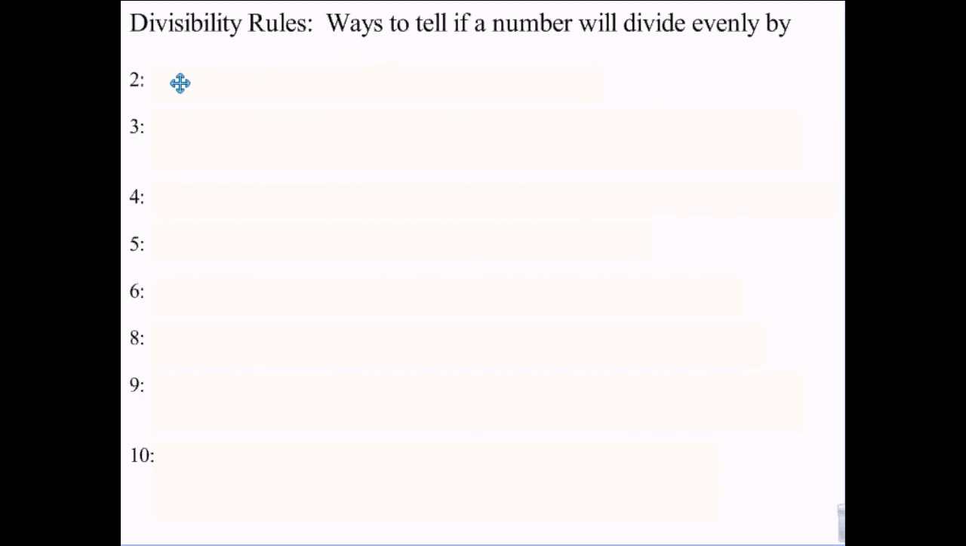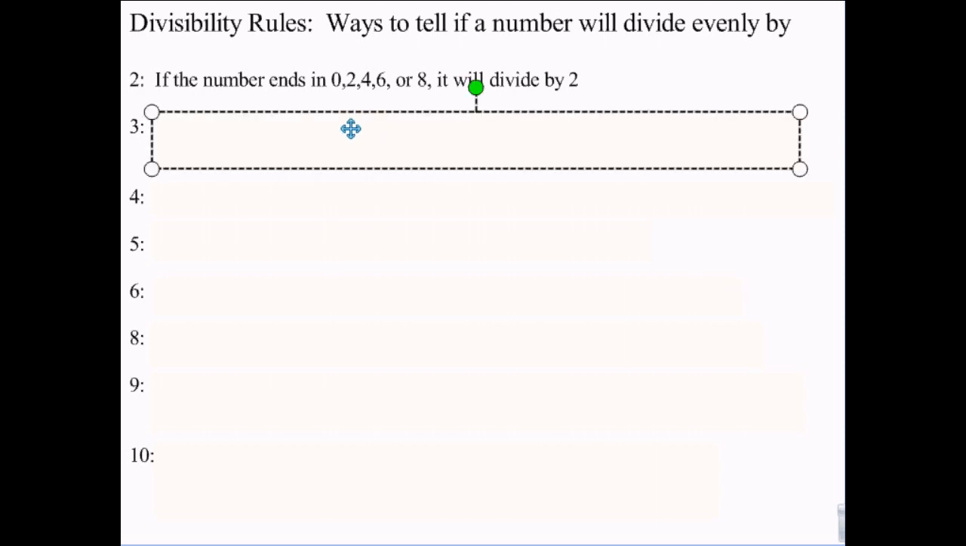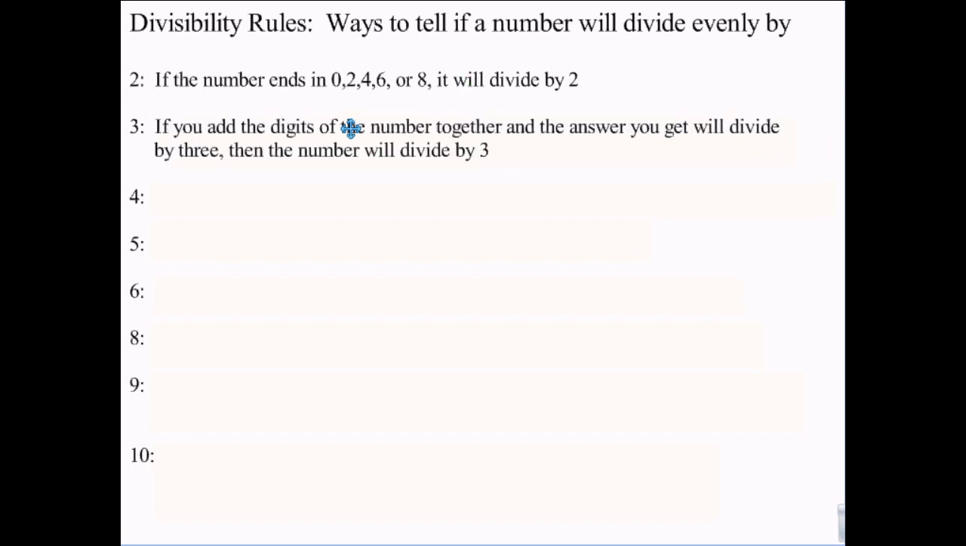So to tell if a number divides evenly by 2, look at the last number. If the last number in the number is even, the whole number divides by 2. So 0, 2, 4, 6, or 8 is your last digit, and that's for any size number. Okay, so that one's fairly straightforward. Number 3 is a little bit trickier. For number 3, you add up the digits of the numbers. If the sum of the digits will divide by 3, then the whole number will divide by 3.